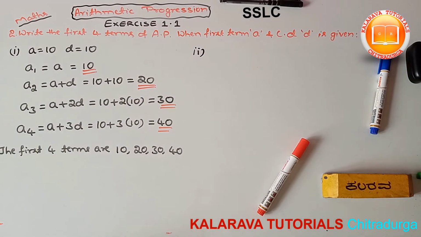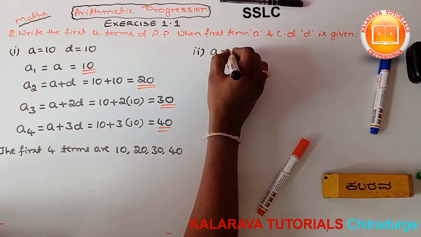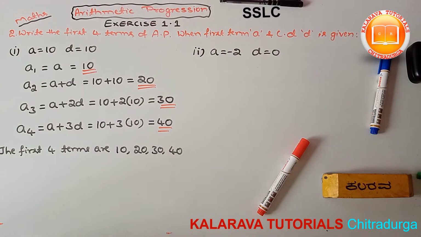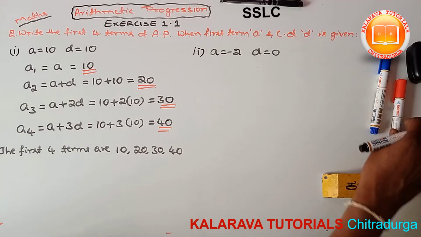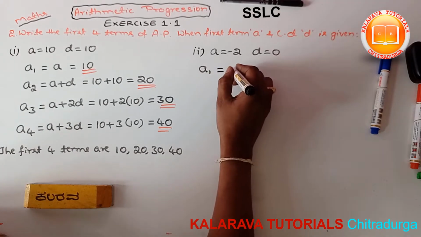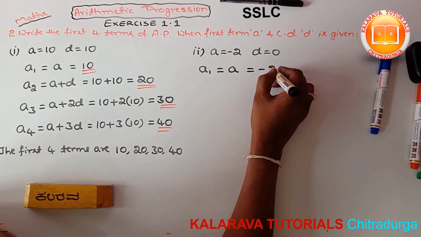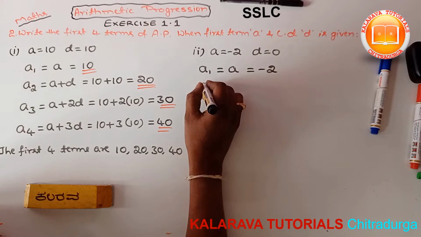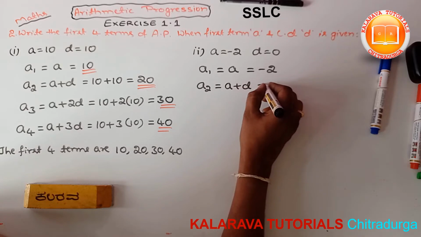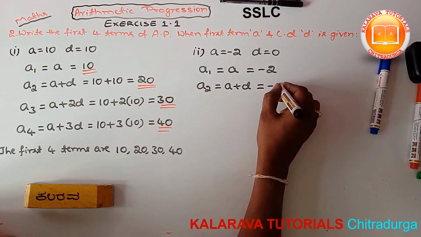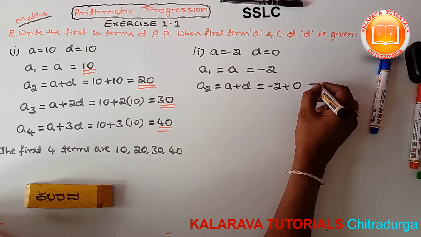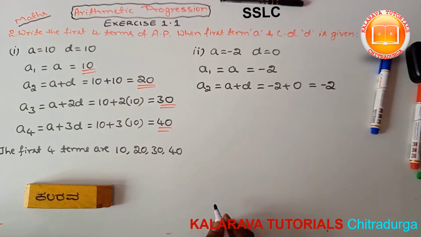In the second problem, they have given that A is equal to minus 2 and D is equal to 0. Now we have to find the four terms of this problem. So for finding the first term we take A1. A1 is equal to A, so minus 2 is the first term. For the second term, A2 is equal to A plus D. A means minus 2 plus D means 0. If you add minus 2 to 0, you get minus 2.